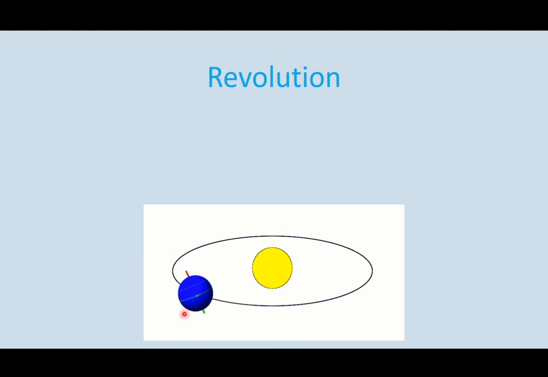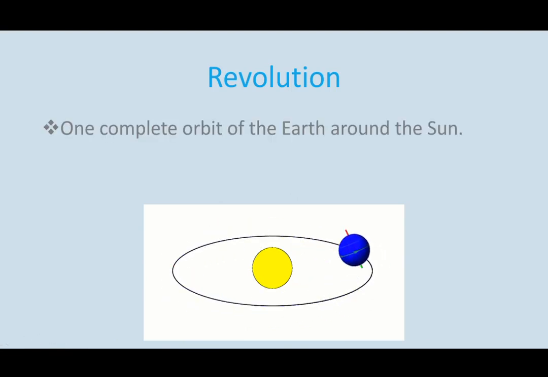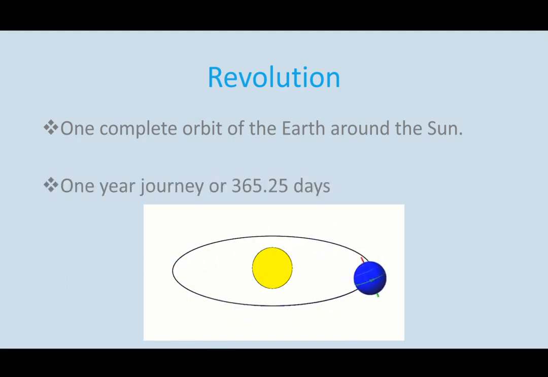A revolution is one complete orbit of the Earth around the sun. So you can kind of see here in the small image, the Earth is still spinning around its axis. You can see the poles sticking out at either end, so it's spinning around that, but it's also revolving around the sun.